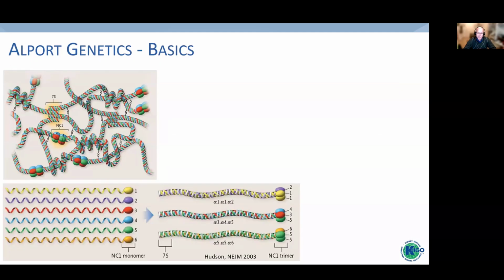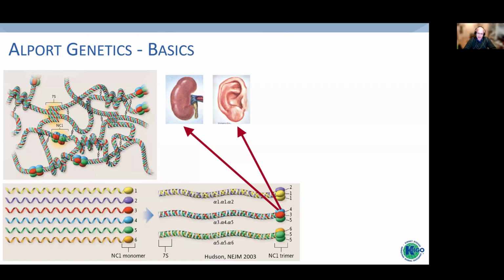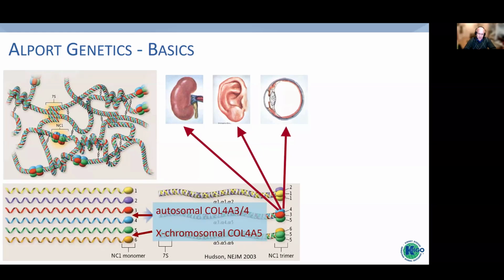inhibitor. Speaking of Alport syndrome, it's important to know what type 4 collagen is about. We have 3 different type 4 collagen chains that are of interest here, the alpha 3, 4, and 5 chain, that obviously show up in the kidney, in the inner ear, and in the eye. Alport syndrome in terms of genetics is a little bit complicated because the alpha 3 and 4 chains are on chromosome 2, so they are autosomal, and the alpha 5 and 6 chains are on the X chromosome.